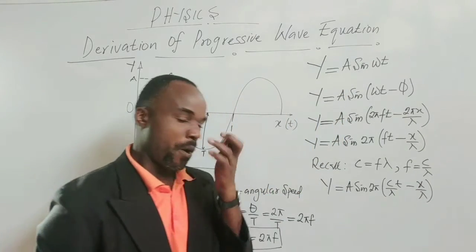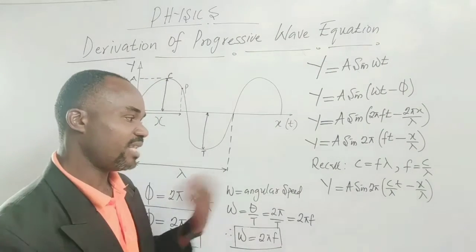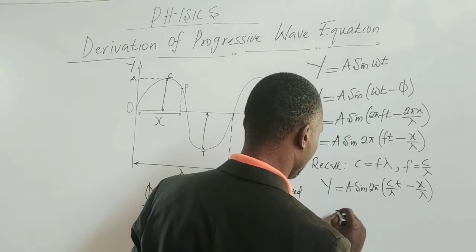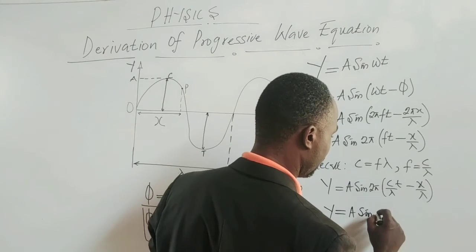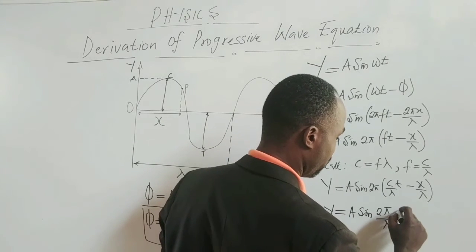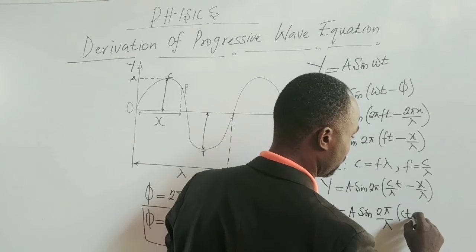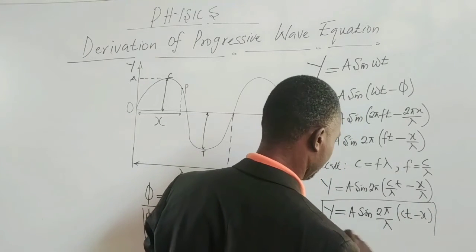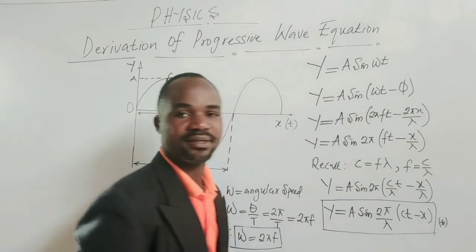All right, so we are making progress here. Something is also common here: wavelength. So we bring that out. We have A, that is amplitude, 2 pi all over wavelength, that is common, bracket c t, minus x. We call this relation X-series, and we mark it X-series.